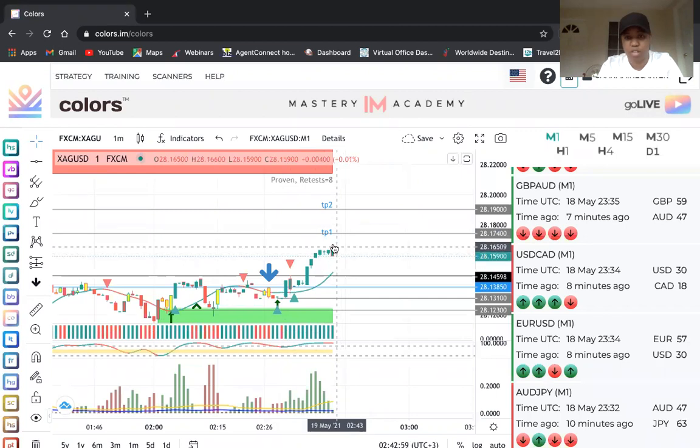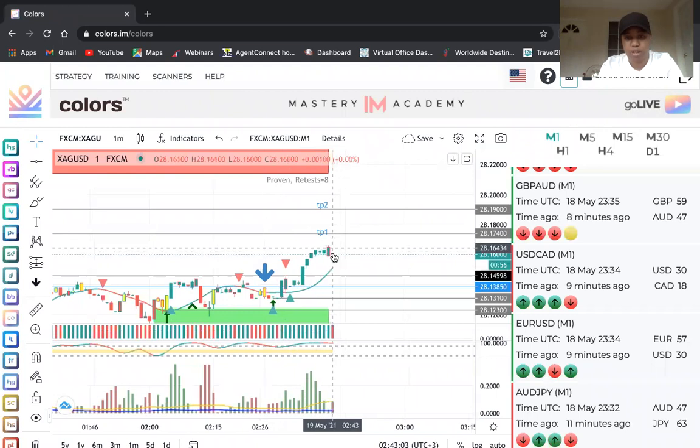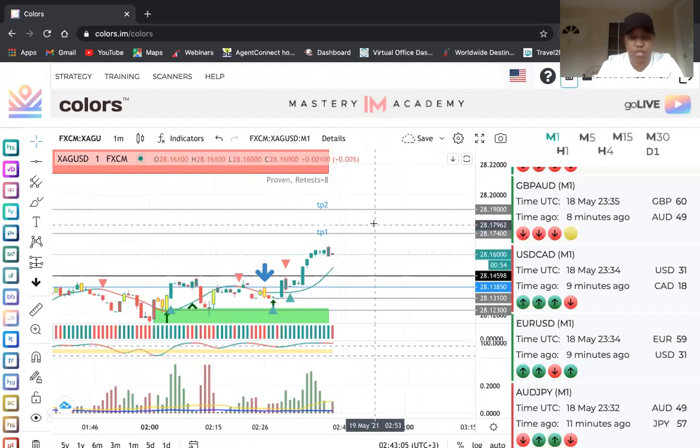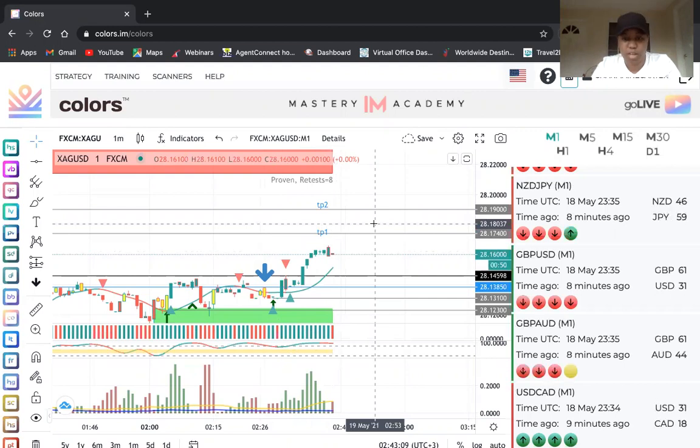Okay, we have a little bit of pullback, guys. Let's see what's going to happen. So the sellers are coming in a little bit. We're still in, guys. We're still in.